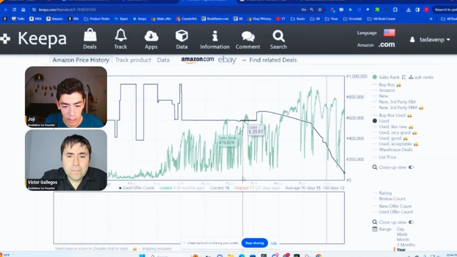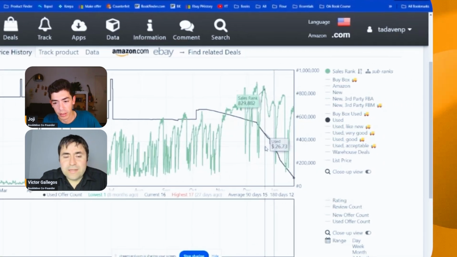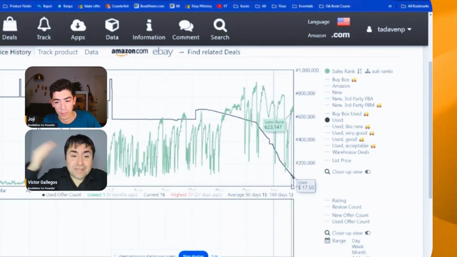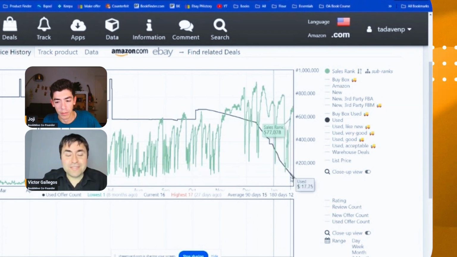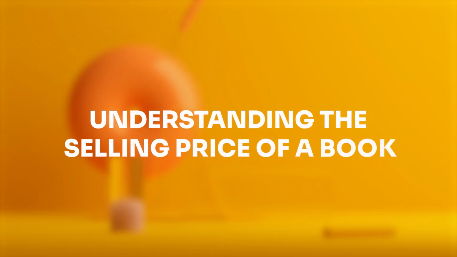Then you can see in July, August, September, the sales rank got worse, meaning it was not as low a number. It was selling less frequently. Still definitely selling, we still see sales rank drops, but then you can see the used price was $29. And then, Victor, what are you seeing happening recently here? That the demand of this book has really dropped off, and because of that, the price of the book has also dropped off. Together, they've brought this book down to where it is now.